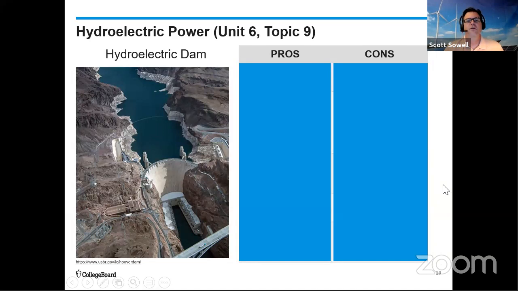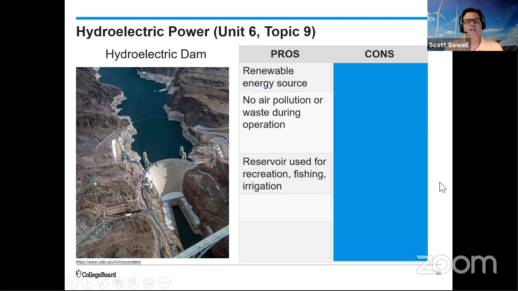So let's look at some overall pros and cons of these hydroelectric dams. This is the Hoover Dam, and you can see the built up reservoir behind it, and then the river below that, much smaller, with less volume of water. So some pros: renewable energy source. There's no air pollution during operation. And this reservoir also has some economic and recreational benefits, for fishing or irrigation. So there are some uses for this built up water back here.